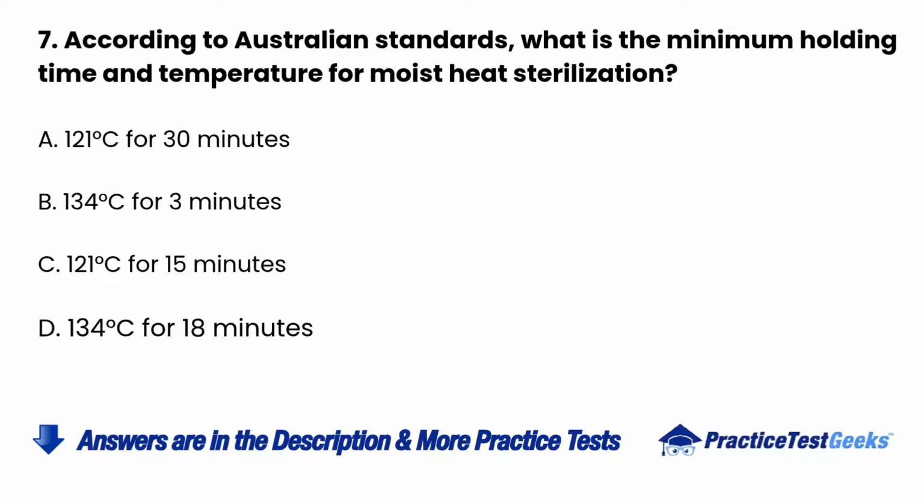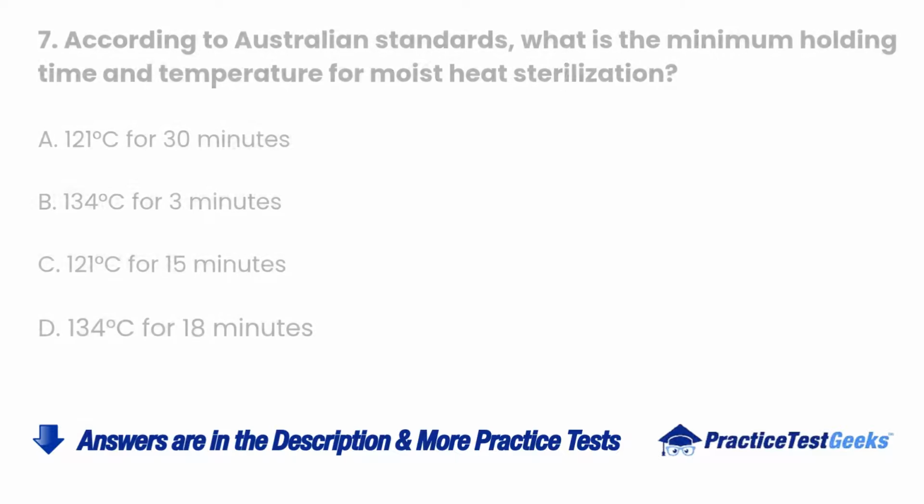7. According to Australian standards, what is the minimum holding time and temperature for moist heat sterilization? A. 121 degrees Celsius for 30 minutes. B. 134 degrees Celsius for 3 minutes. C. 121 degrees Celsius for 15 minutes. D. 134 degrees Celsius for 18 minutes.